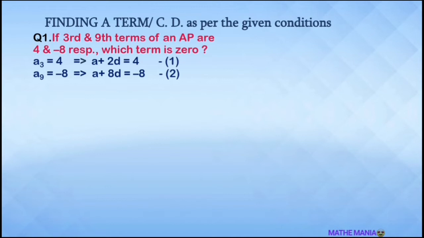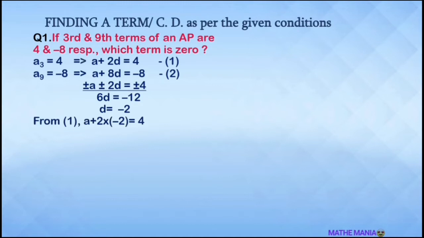As we have discussed in the previous videos, we are going to solve these equations by the elimination method of linear equations. So we write one equation under the other, and as the a terms are the same, we will change the sign of the second equation, and on subtracting them we get 6d is equal to minus 12, or d is equal to minus 2. Now we'll put the value of d in the first equation and solve it. So we get a plus 2 into minus 2 is equal to 4, or a is equal to 4 plus 4, that is 8.